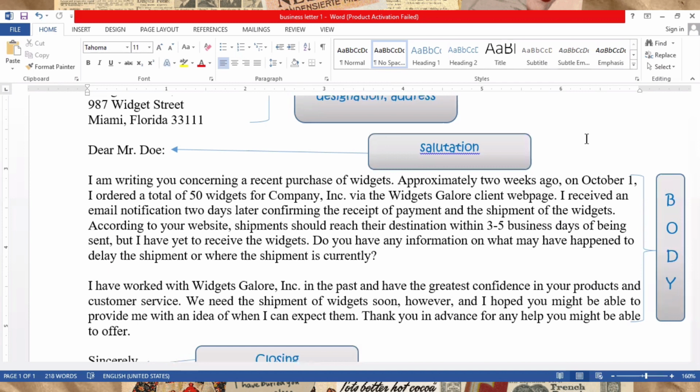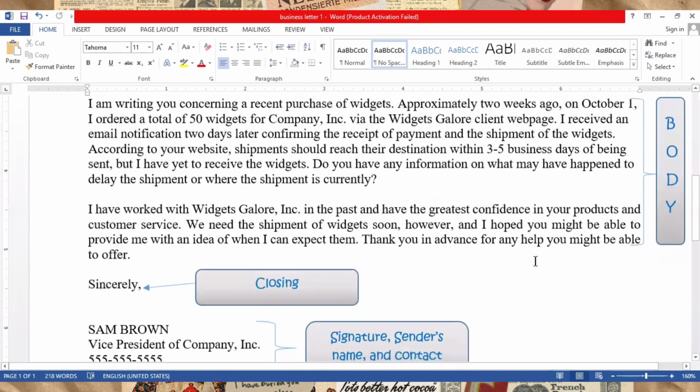Do you have any information on what may have happened to delay the shipment or where the shipment is currently? So that is already the inquiry. He provided information about when the purchase was made, how many widgets were purchased, and about the policy or the guarantee of the company of 3 to 5 business days of waiting for the product that is sent. Finally, an inquiry about what happened to the shipment and where the shipment is located.